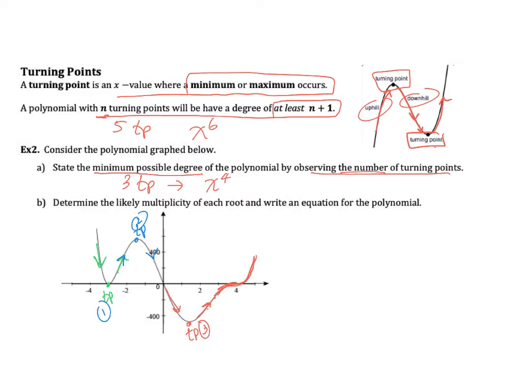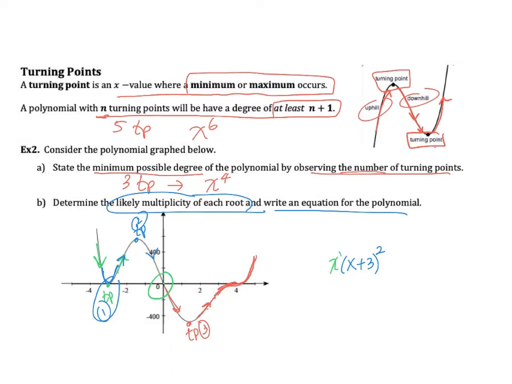So letter B says, determine the likely multiplicity of each root and write the equation for the polynomial. So we have a root at -3, so that's an x plus 3. Because it's bouncing away, we have a minimum there of a double root. Then we have a root here at 0. It goes through the x-axis at 0, so I'm going to put that in front because that's just an x by itself. It's going straight through, there's no flattening out, so I'm going to call that a single root, so it's x to the 1st power.